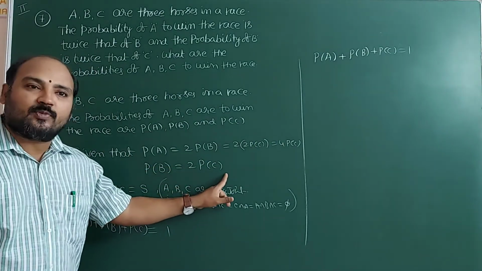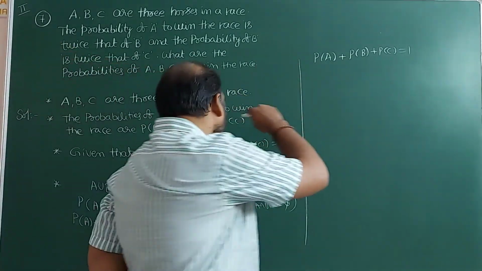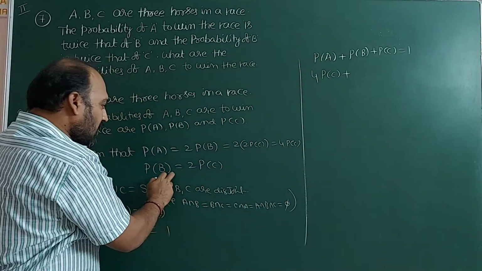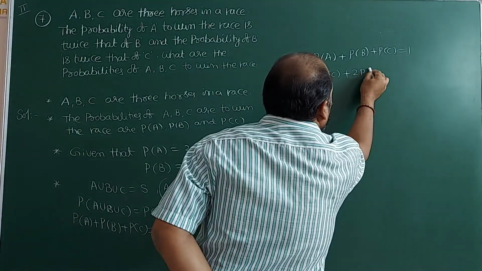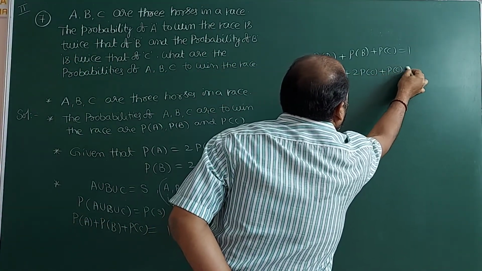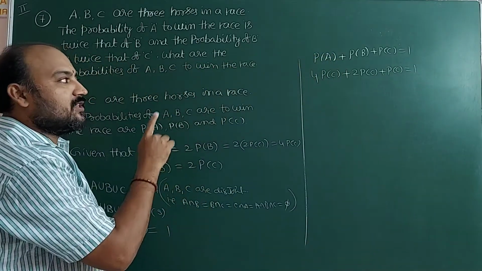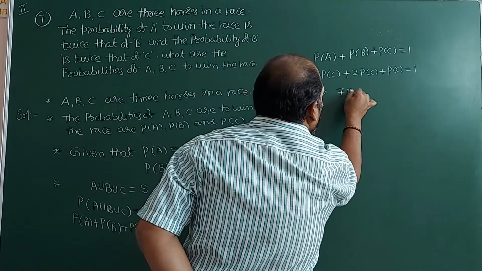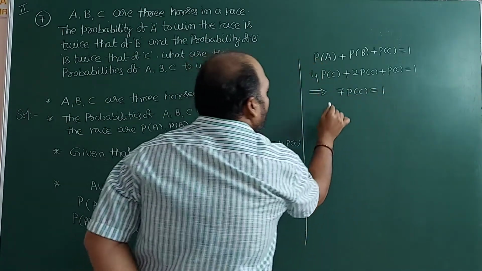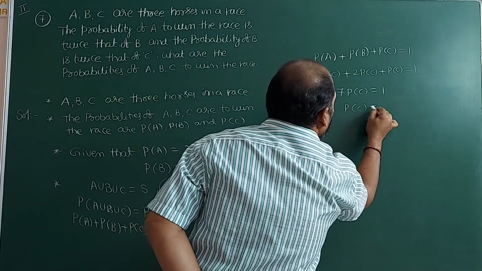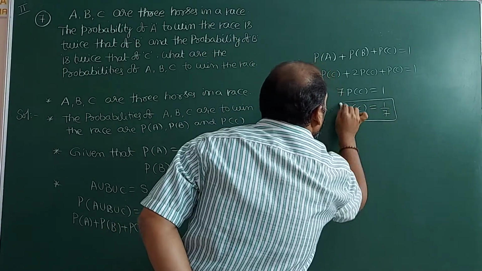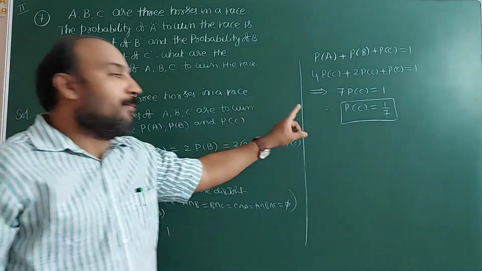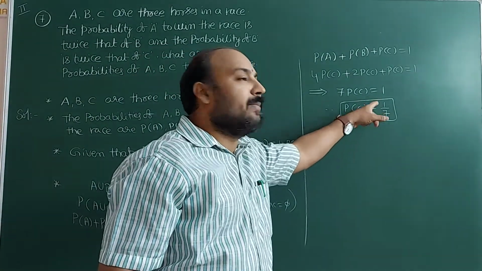P of B is equal to 2 times of P of C. P of C is P of C only. So now P of A is equal to 4 times of P of C plus P of B value is 2 times of P of C plus P of C is equal to 1. So 4 P of C plus 2 times of P of C plus P of C, that implies that 7 times of P of C is equal to 1. Therefore, P of C is equal to 1 by 7. So the probability of winning the race by the third horse C is 1 by 7.